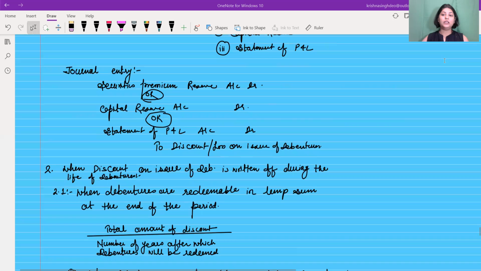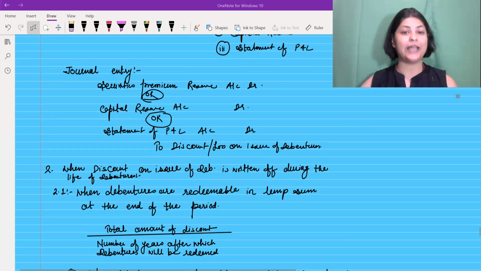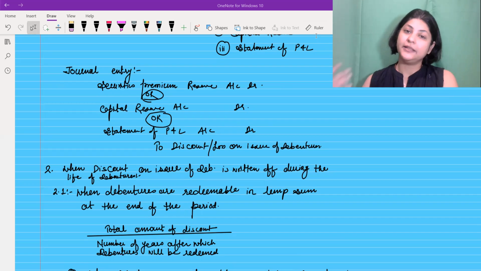So in all the cases, whatever balance you are using for writing off loss on issue of debenture, that balance has to be debited, and obviously the discount on issue of debenture account will be credited. But in any question, if you are using all three of these, security premium reserve, capital reserve, and statement of profit and loss, then all three of these should be debited.